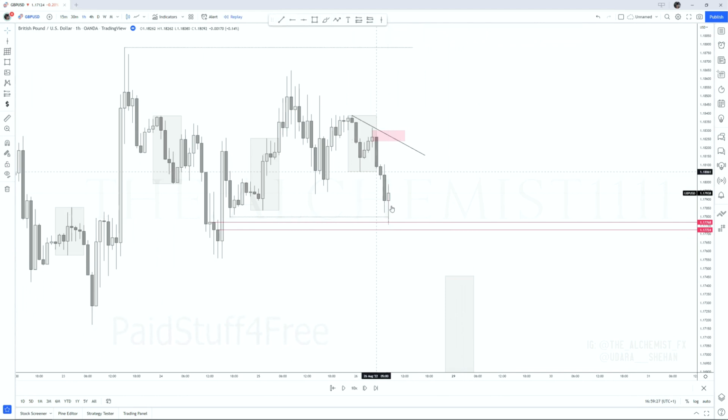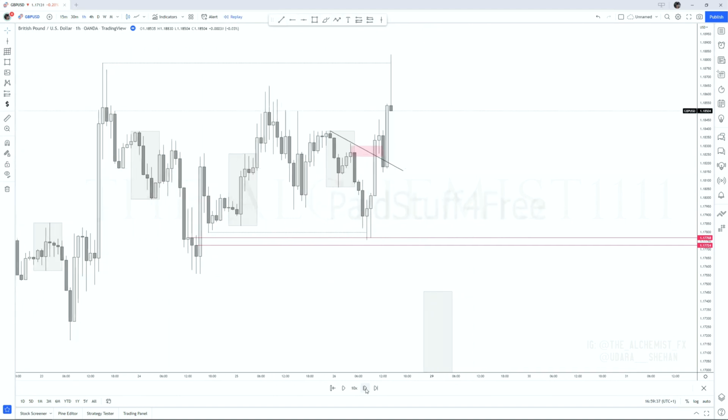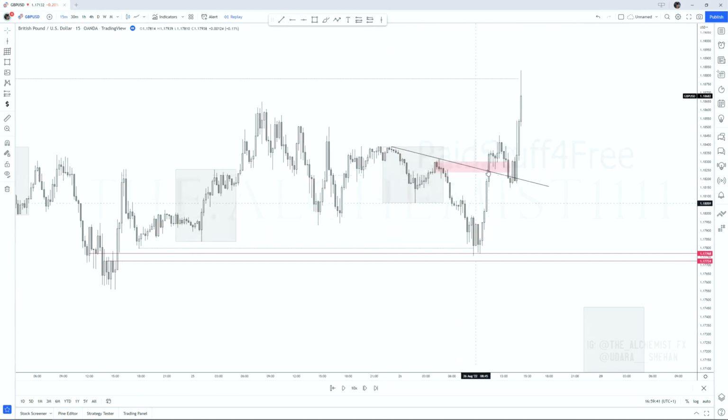So now a lot of sellers are in this market because we have these trend lines forming, we have these supply zones forming, and all of that happens. But what happens? There it flies. See that? It happens all the time. So that is that day. So let me show you some more.